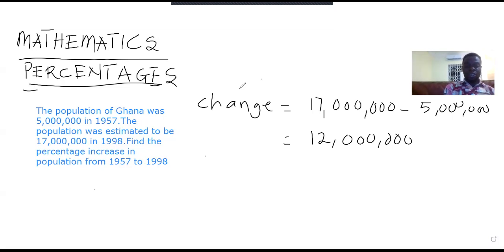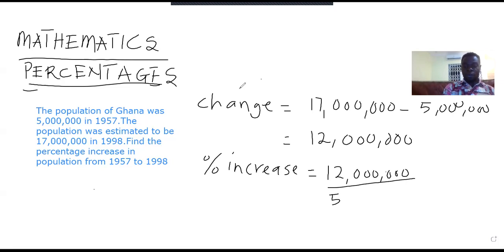So the percentage increase in population, that is 12 million over 5 million times 100%.